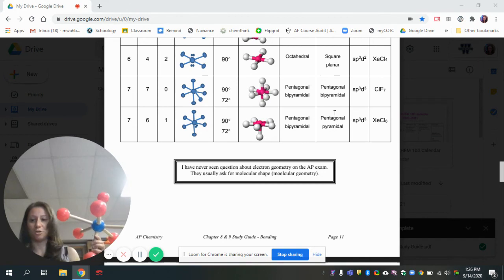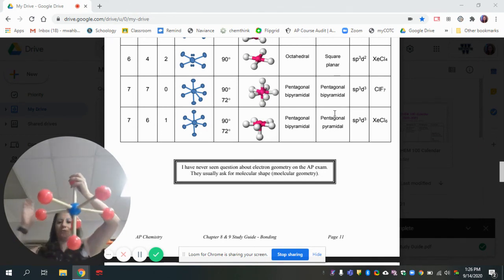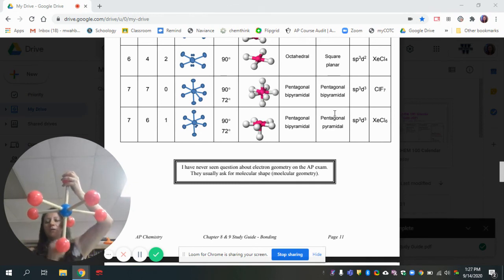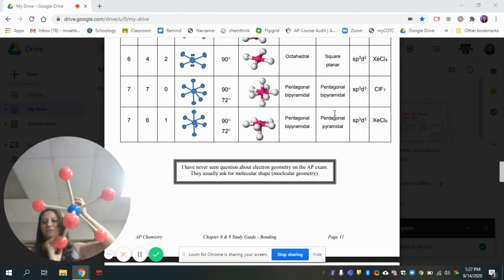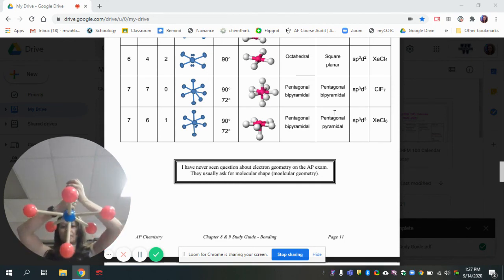So bipyramidal, again, 2 pyramids. Do you see the top pyramid here? And then you see the bottom pyramid here. But this time, it's a base 5. So pentagonal, base 5, bipyramidal because we have two pyramids. What if I remove one of these?